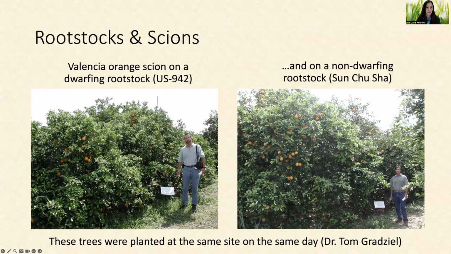So if you do choose a dwarfing rootstock, you'll get a smaller tree. And that can save you so much time and effort and money and resources when it comes to management. So I think it's really worth considering dwarfing rootstocks, depending on what your goals are.